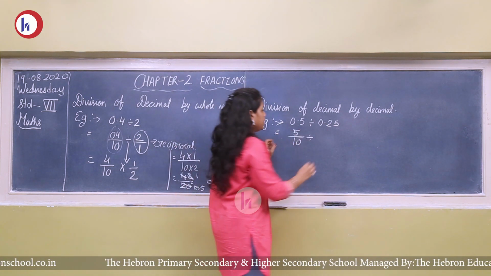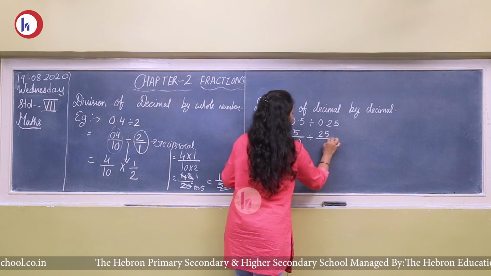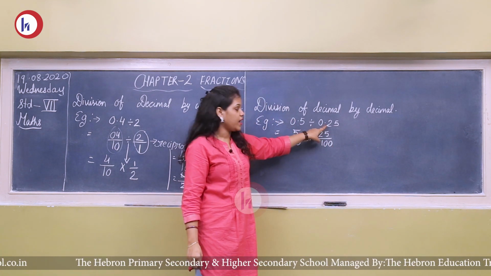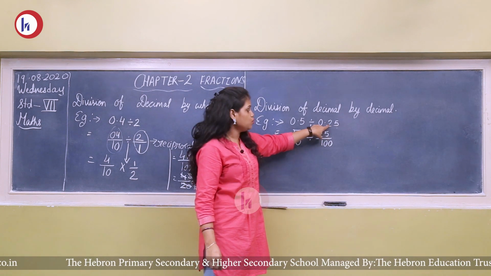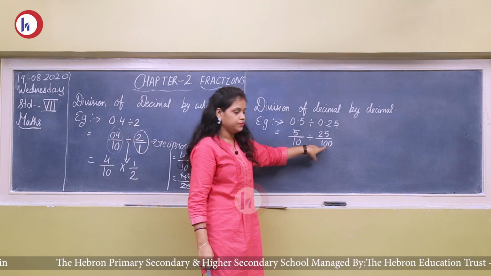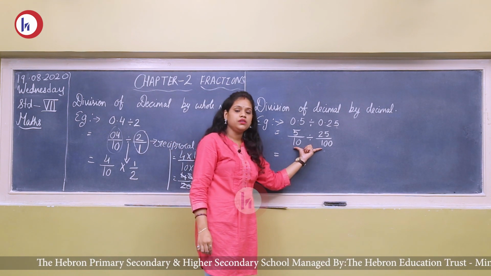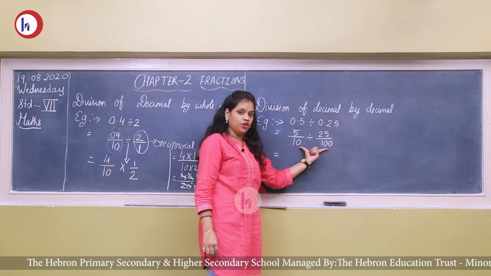0.25 can be written as 25 upon 100, because after the decimal you have 2 places. 2 places means 100, 2 zeros. Okay. Now you can see the decimal converted into a fraction.